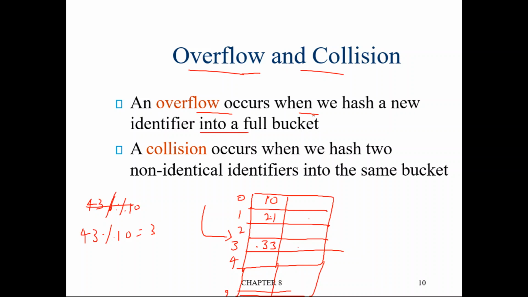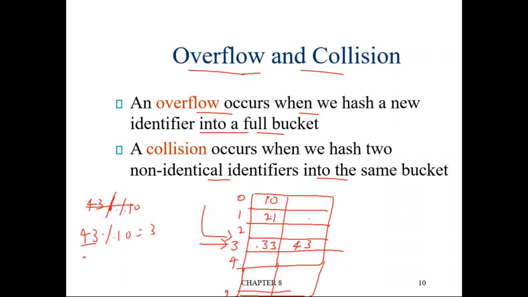Overflow occurs when we hash a new identifier into a full bucket. So this bucket is not yet filled. This bucket 3 contains two slots. Only one slot is filled, another slot is not filled. But what is collision? A collision occurs when we hash two non-identical identifiers into the same bucket. 33 is also mapped here, 43 is also mapped to the same bucket. But there is a place, so we can map 43 also. So even though there is a collision, in this case there is no overflow.